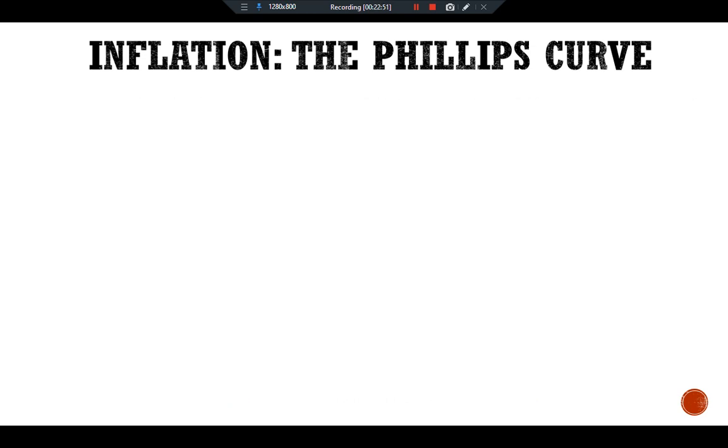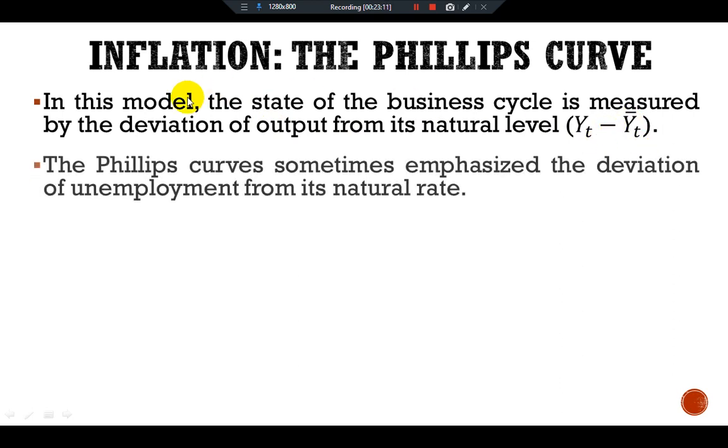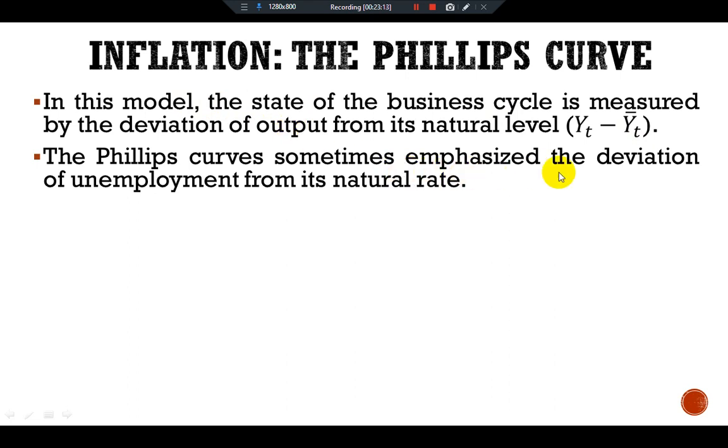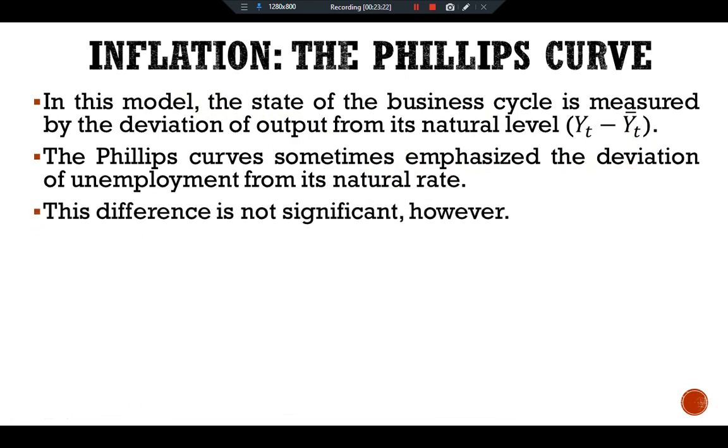Okay, moving toward the further discussion related to the inflation, the Phillips curve. In this model, the state of business cycles is measured by the deviation of output from its natural level, that is yt minus y over bar t. Okay, the Phillips curve sometimes emphasized the deviation of unemployment from its natural rate. Okay, this difference is not significant.